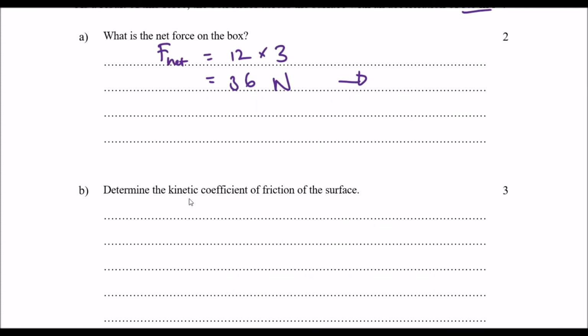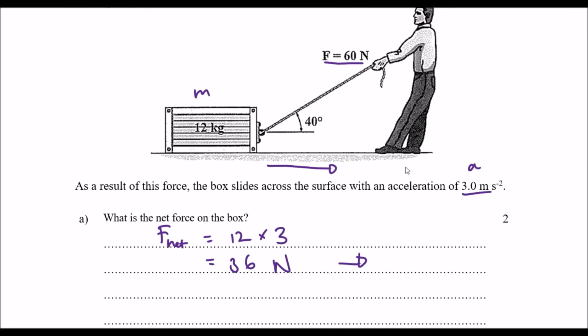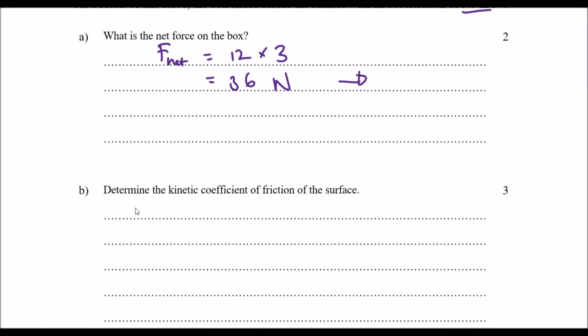Question B, it says determine the kinetic coefficient of friction on the surface. So this is where we use our net force, and we use the force component that we have here with friction to work out. So we have our net force. We also have the force of the X component pulling on the rope plus the force of friction. We're going to find the coefficient because we know that the coefficient is F friction over F normal.